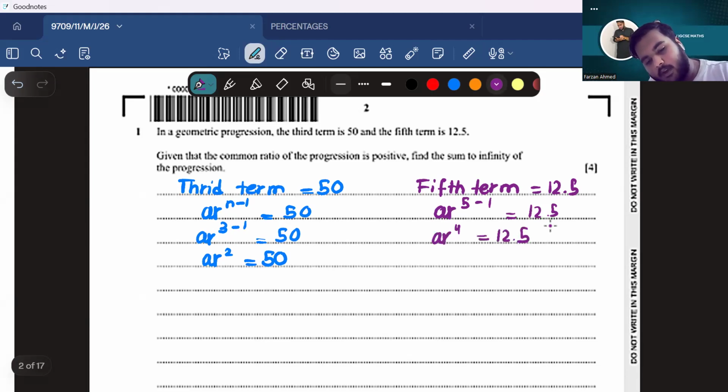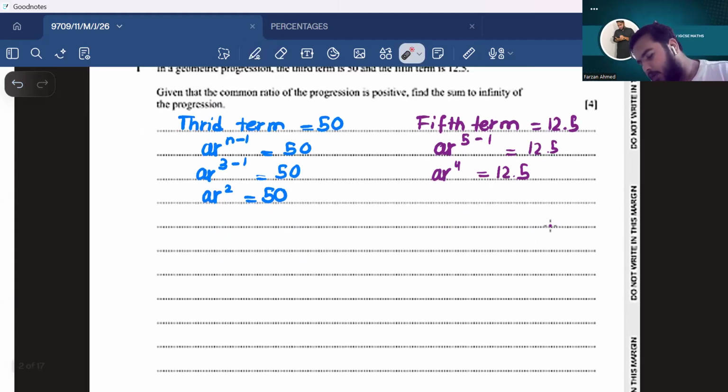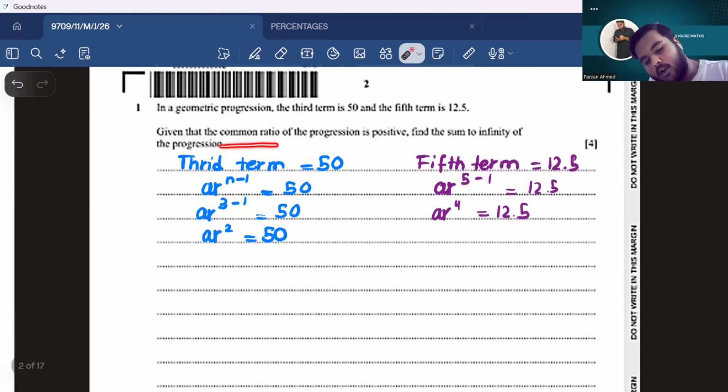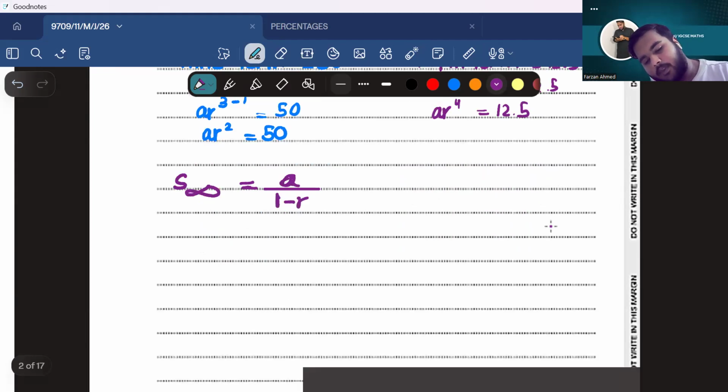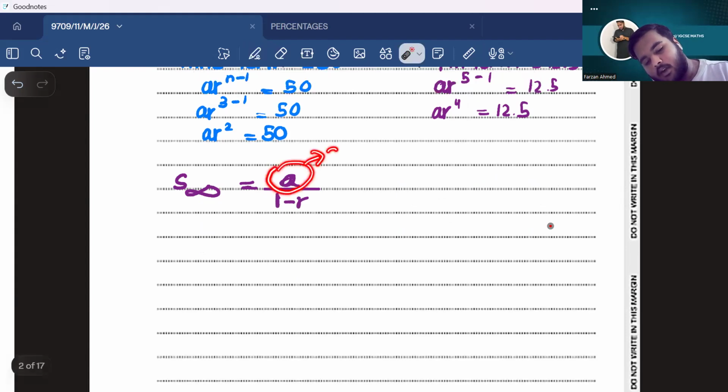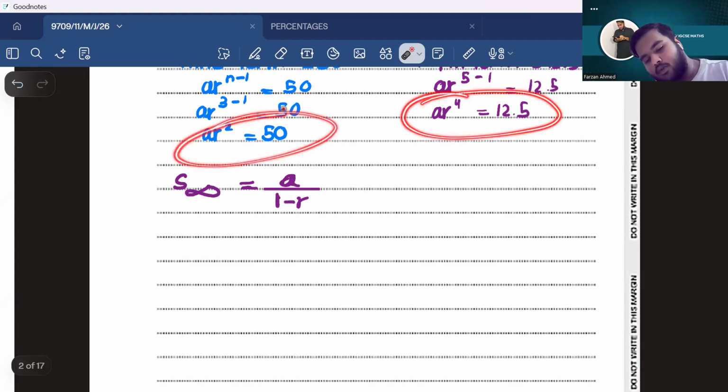Now, what we have to find is, given that the common ratio of the progression is positive, find the sum to infinity. So what is the formula for sum to infinity? S infinity is equal to A over 1 minus R. We do not have A and R, so how will we find them? We will use these two equations and solve them simultaneously.